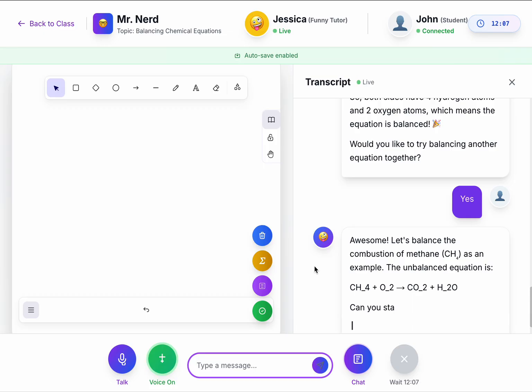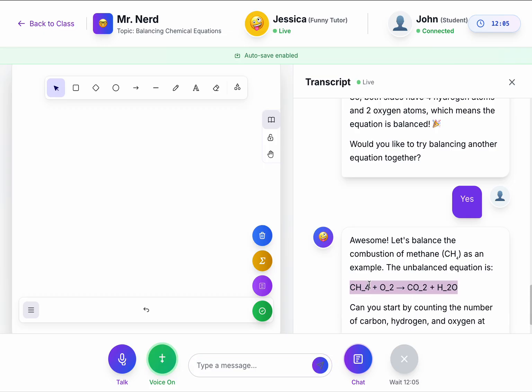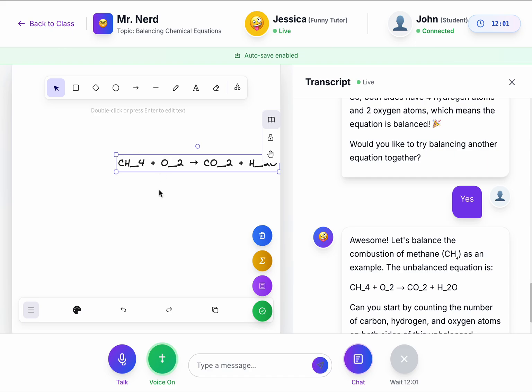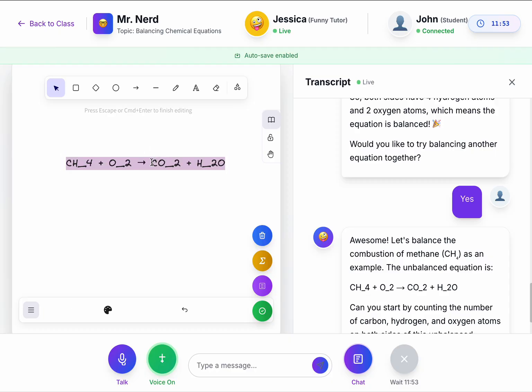Awesome. Let's balance the combustion of methane, CH4, as an example. The unbalanced equation is CH4 plus O2 yields CO2 plus H2O. Can you start by counting the number of carbon, hydrogen, and oxygen atoms on both sides of this unbalanced equation?